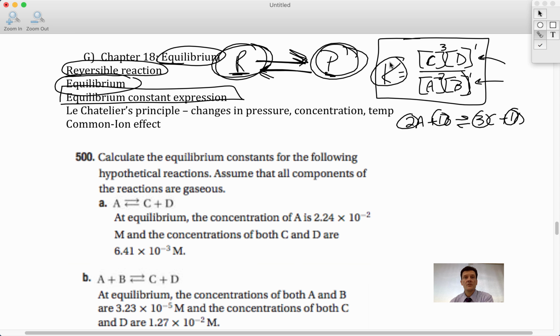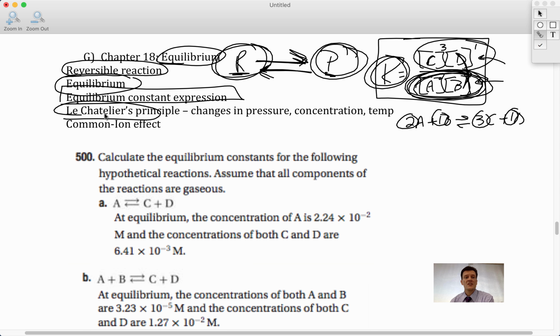If this K is very large, it means you've got lots of products, little reactants. If this K is really small, it means you've got mostly reactants and very little products. If that K is close to 1, it means you have close to being the same concentrations of products and reactants. So that single number tells you a lot about the equilibrium position, where it's at once it's reached equilibrium, and the relative quantities of your products and reactants.